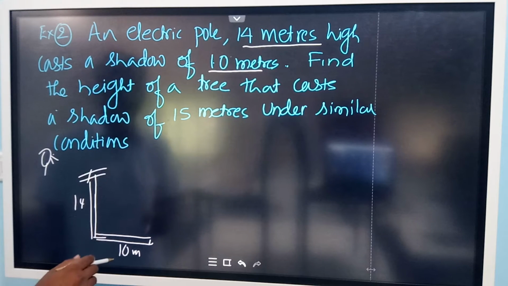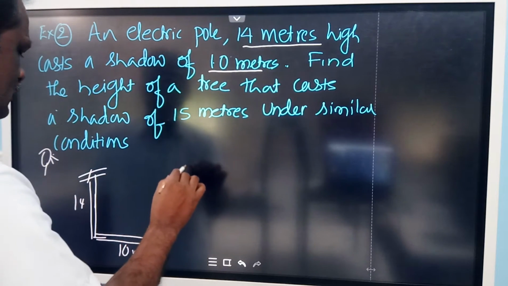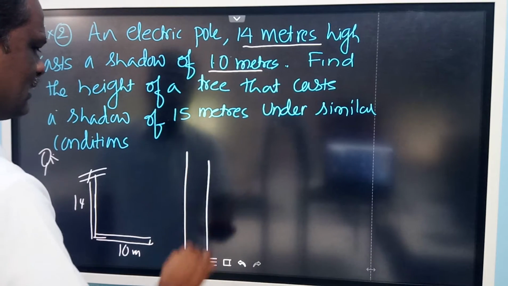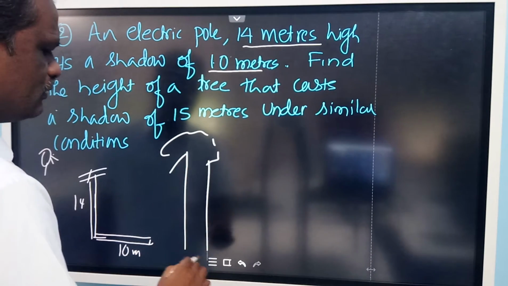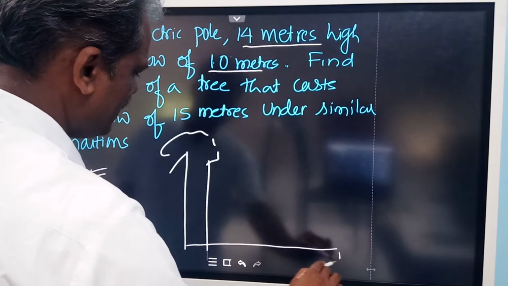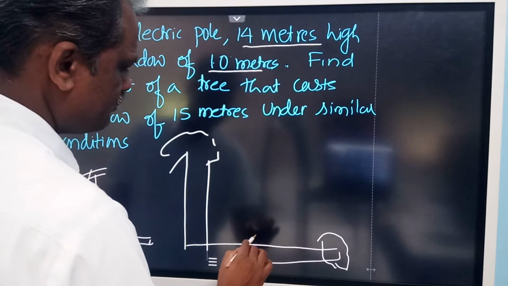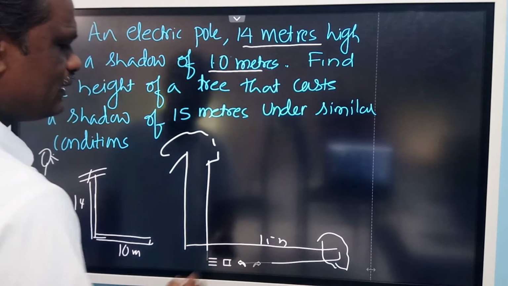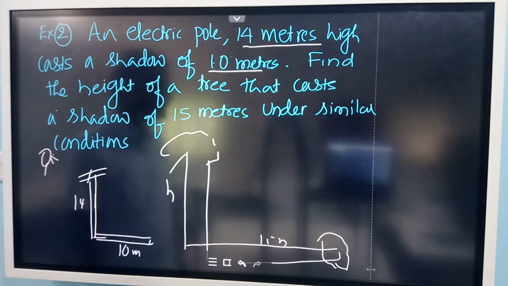Find the height of a tree that casts a shadow of 15 meters. Now, there is a tree, okay. It casts a shadow of 15 meters. The shadow is 15 meters long. You have to find out the height of this tree.